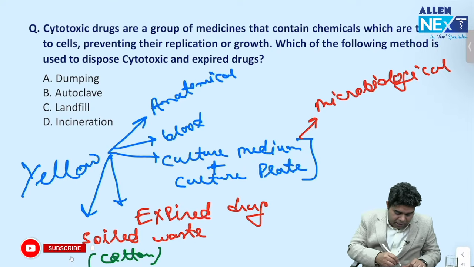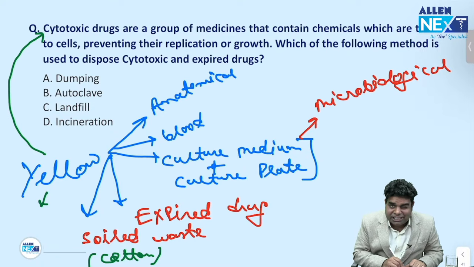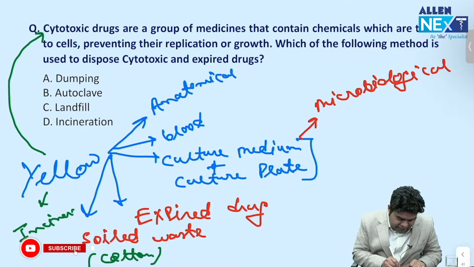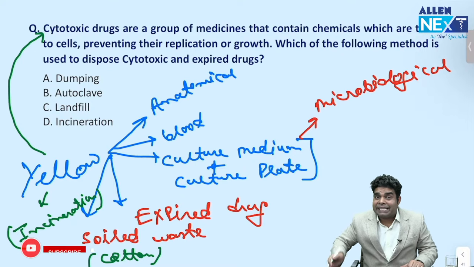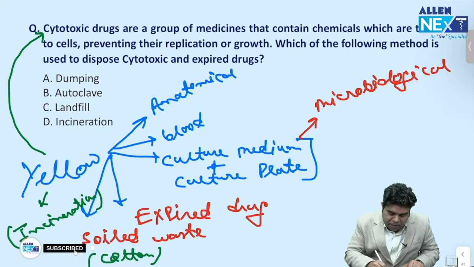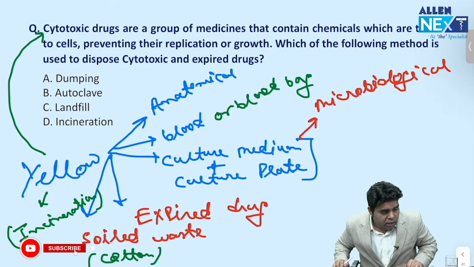Now, the last thing which comes under it, yellow, is cytotoxic. And of course, you all know, in the yellow category, we just burn them. So it is incineration which is there. All the plastic goes in red except blood bag, because blood or blood bag, they are highly infectious. So they also go in yellow.